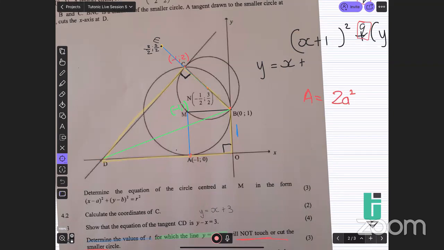How could we work out D? Work out the x-intercept of the line. What's the equation of the graph? It's y equals x plus 3. Therefore x equals, to make y naught, so it's minus 3.